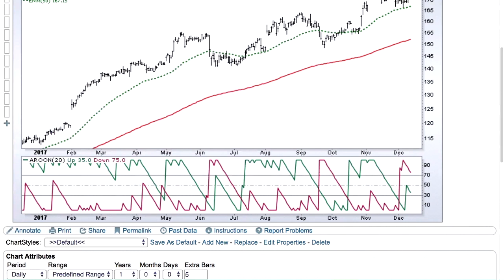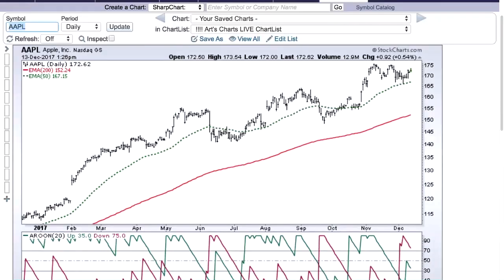So it can be kind of a whippy indicator if you don't get an extended trend like you did here from January until April, maybe into May, if you will. So that's the thing about the Aroon oscillator. You need a good trend to make it work.